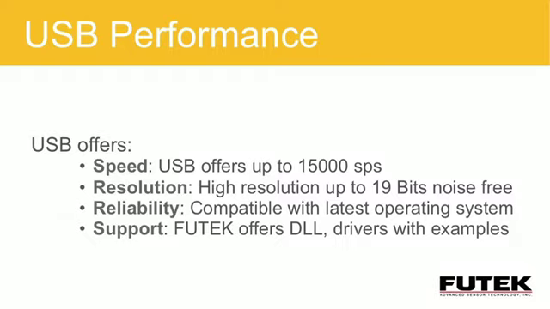So for speed, we have several USB devices that address higher speed applications, speeds up to 15,000 samples per second. Although there are several limiting factors when you consider the hardware and software components of an automation system, FUTEK's USB DLL has been optimized for users of closed-loop systems. Getting the latest reading from the device can be retrieved in 2 milliseconds or less. This provides ample time for a system to be closed several hundred times per second. For resolution, FUTEK has USB devices that support high resolution up to 19 bits noise-free.